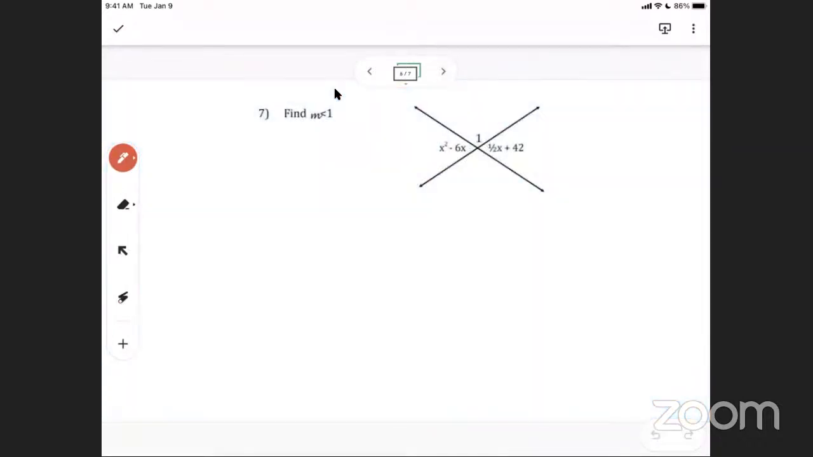Okay. Find the measure of angle 1. So what do we know about these two angles here and here? They're congruent. So what can I write? x squared minus 6x is equal to 1/2 x plus 42. Good. And now let's just solve this.